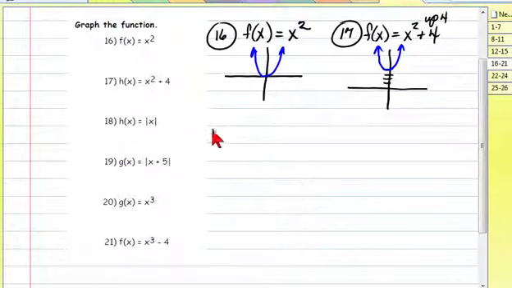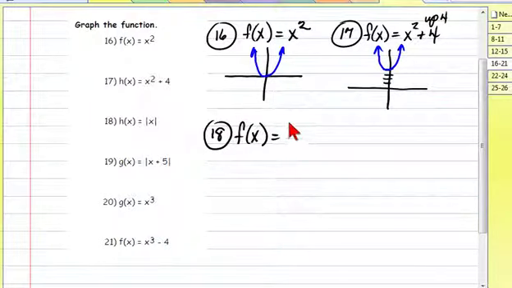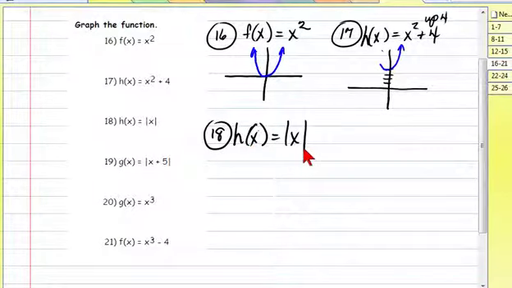Number 18. It is f of x is equal to, well, I'm sorry, and I'm not necessarily even using the right letters. I hope you don't think that's a real big deal, because it's not. But I should have been more careful. That was h of x. And so is this one. It's just a function name. That's the absolute value of x. What does the absolute value of x look like? It looks like a v.